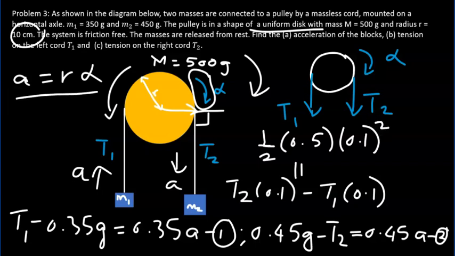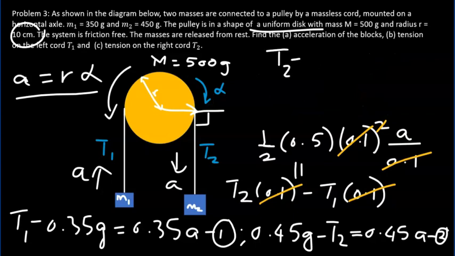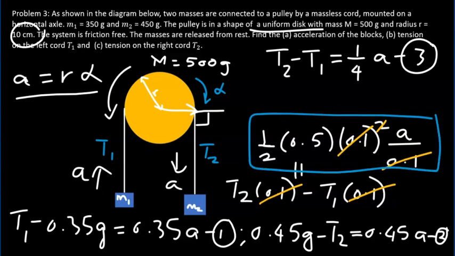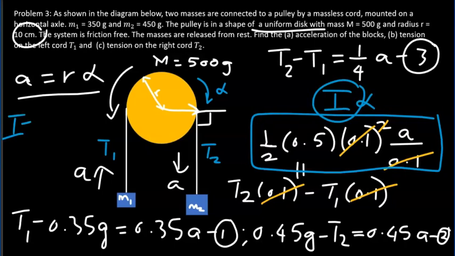Alpha is the angular acceleration. Given in terms of a, it is a over 0.1. So as you can see, the 0.1 will just cancel, giving you the third equation, T2 minus T1 equals 1 over 4 a. So that is equation 3. We recall again that this side of that equation is I alpha, with I for the pulley given by half times the mass times the square of the radius, since it is a uniform disk.